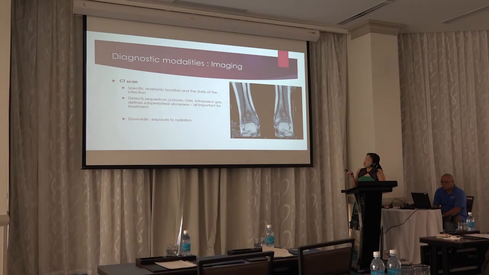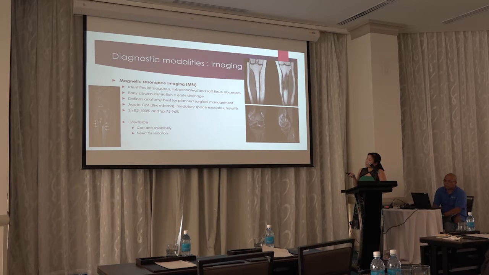The next modality we move on to is CT scanning. It is a good picture because it shows the anatomic location and the state of the infection. So this is a site of osteo where it's hypo-attenuated, and then you can see this area of possibly new bone formation. It detects findings of chronic osteo, which is the sequestrum, which is the dead bone, and intraosseous gas, and it can also define abscesses, subperiosteal abscesses, which are all important for treatment. However, in children, it exposes them to radiation, so that's the downside.